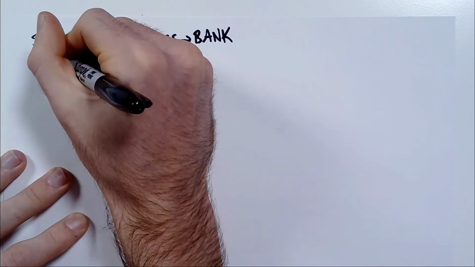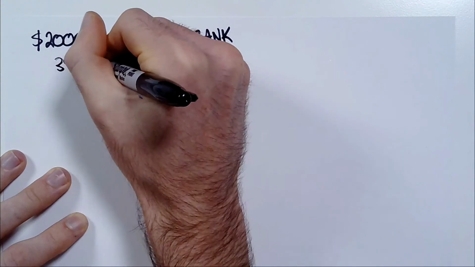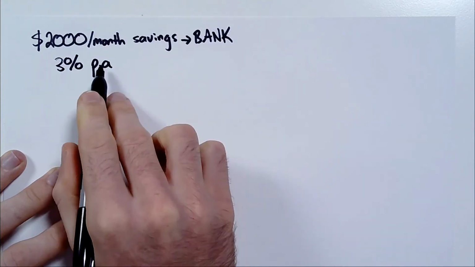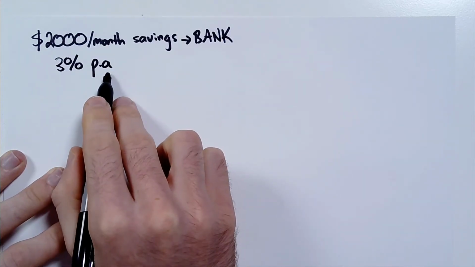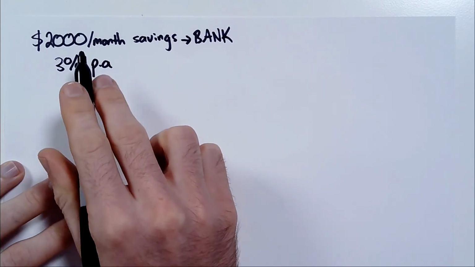And let's just say, for example, the interest rate you're getting on the money you give to the bank is 3% per annum, and per annum means per year. So the bank is paying you 3% per annum on the amount that you have saved.